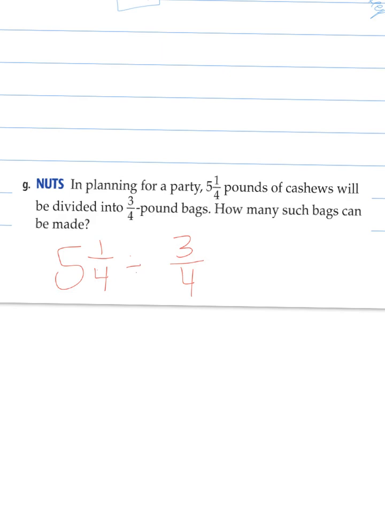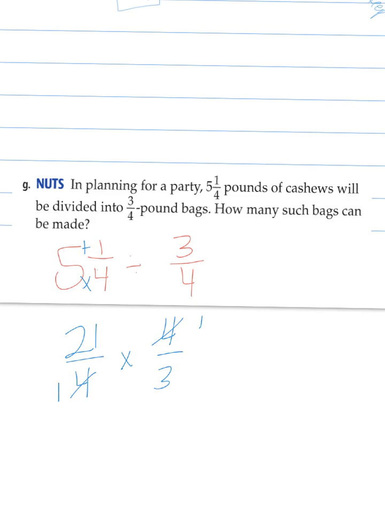Okay? Change this into an improper fraction. 4 times 5 is 20, plus 1 is 21 over 4. Change to a multiplication. Flip the second number. I'm going to do my shortcuts. 4 goes into both of these one time.